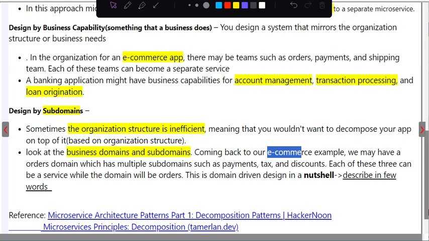Suppose in our e-commerce example, we may have an order domain which has multiple subdomains such as payment, tax, and discount. Each of these three can be a service, while the domain is order. The subdomain will be our microservice. It is domain driven design described in a nutshell.